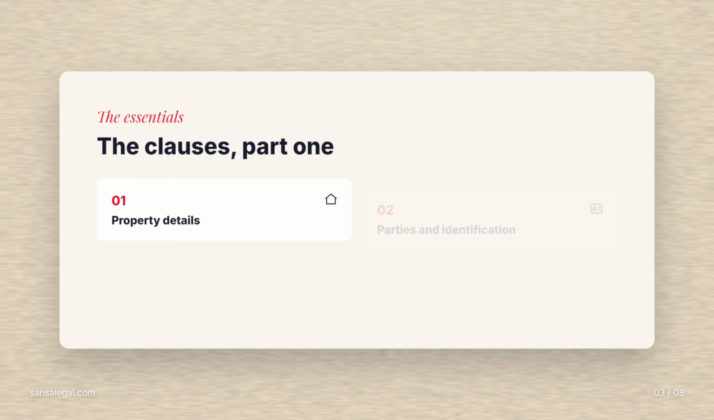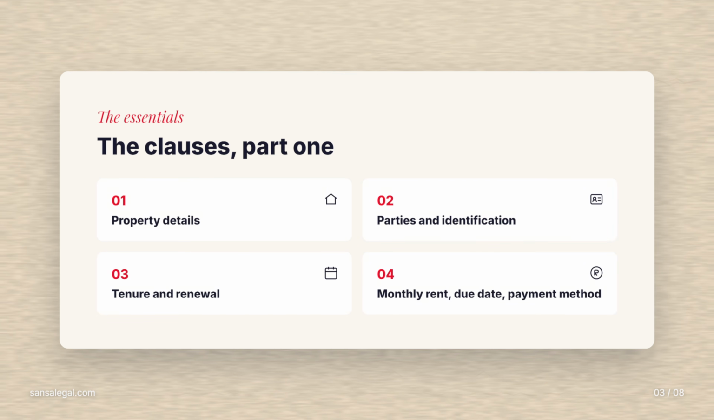Now, the clauses every agreement needs. Property details: the full address, area in square feet, floor number, and a description of the premises. Parties: full names, addresses, and identification details of both landlord and tenant. Tenure: the start date, the end date, and whether the agreement is renewable. Monthly rent: the exact amount, the due date, typically the 1st or 5th of each month, and the accepted payment methods, whether bank transfer, cheque, or UPI.